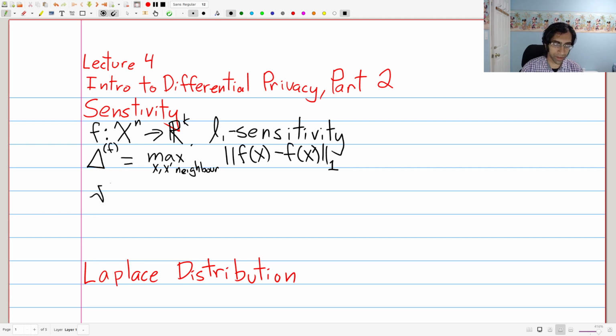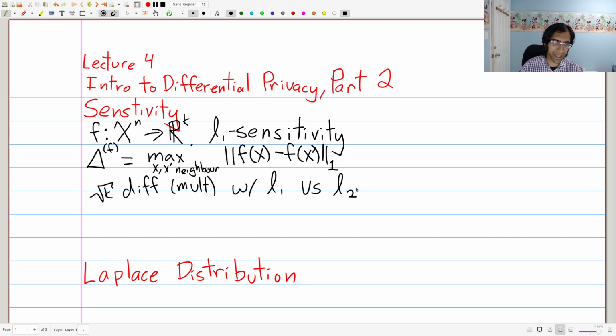So it's kind of like a square root k difference multiplicatively with L1 versus L2 norm. But that's not going to be too important for us, at least right now.